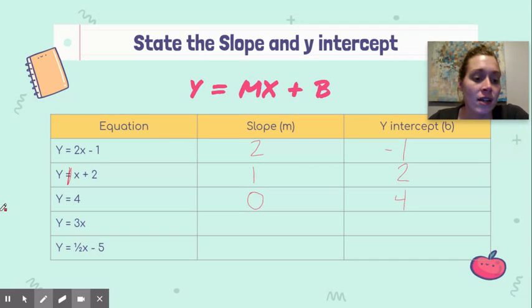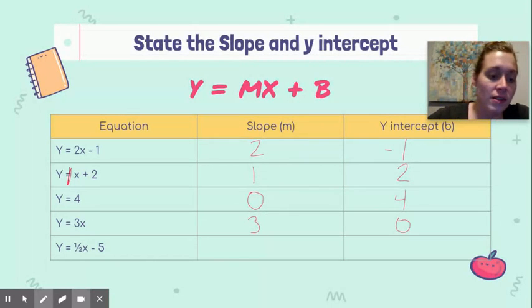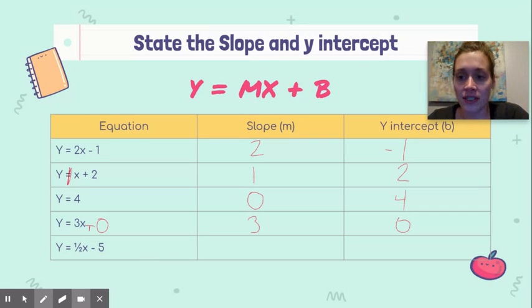All right, next one, y equals 3x. So slope, number in front of x, the number in front of x here is 3. Y-intercept is the number alone. Well, I don't have a number alone. If it's not there, it must be 0. This would be the same thing as saying y equals 3x plus 0, but we don't need to write plus 0. There's no reason to have that there. So since we don't write it, we know if there's nothing there, it's a 0.